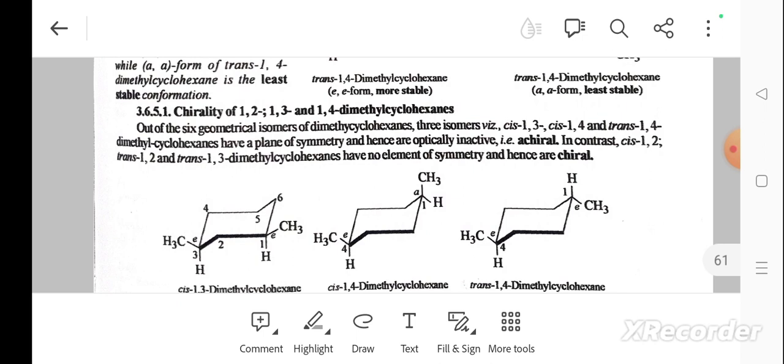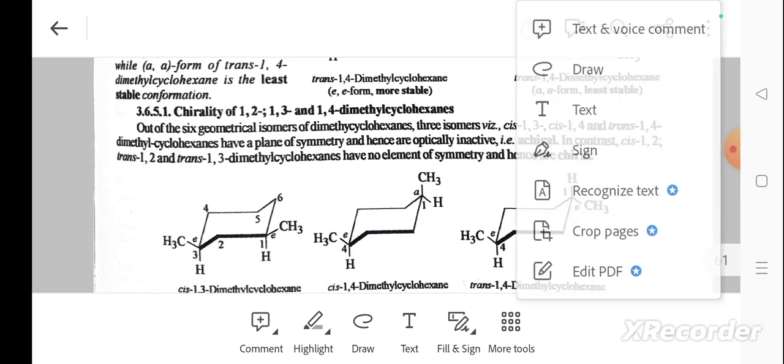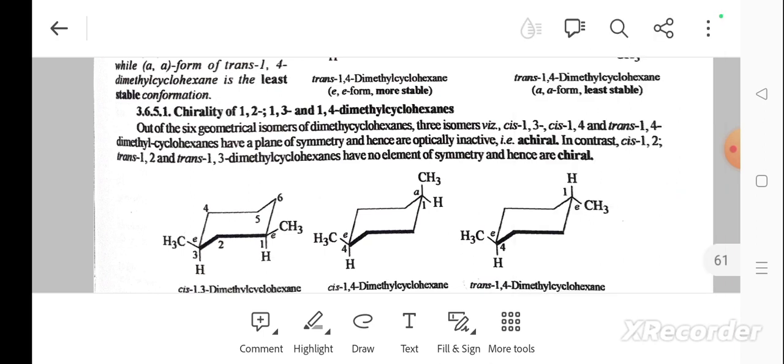Out of the six geometrical isomers, three isomers, cis-1,3, cis-1,4 and trans-1,4-dimethylcyclohexane, have a plane of symmetry and hence are optically inactive, achiral. In contrast, cis-1,2, trans-1,2 and trans-1,3-dimethylcyclohexane have no element of symmetry and hence are chiral.